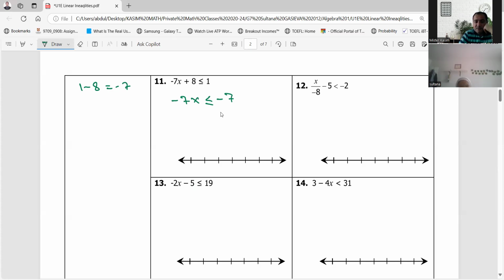Now I divide both sides by -7. We know that -7 divided by -7 is 1. I'm dividing by a negative number, that's why I need to reverse the inequality symbol. So x would be greater than or equal to 1. And suppose that 1 is here. So it is equality, right? Inclusive, closed circle pointing to the right. Okay? Do question 12, Sultana.